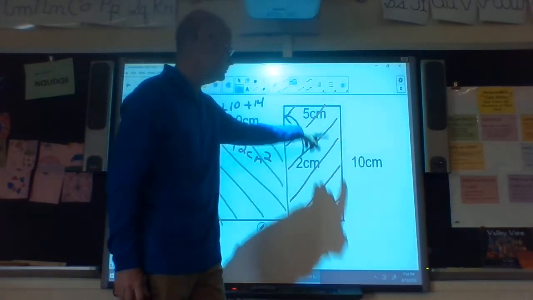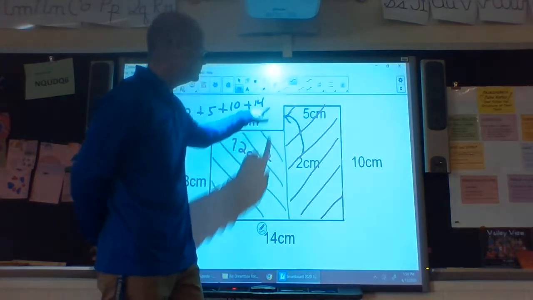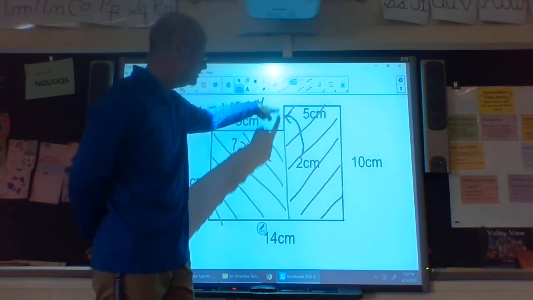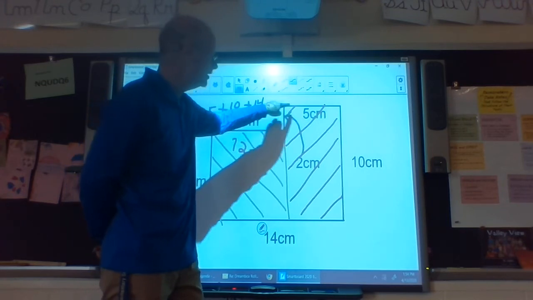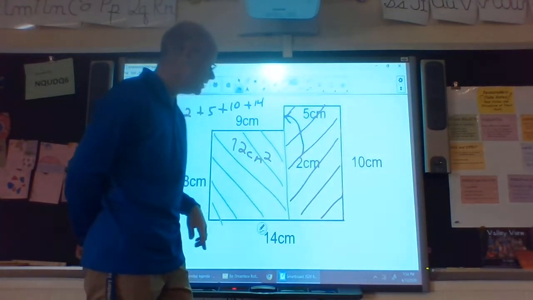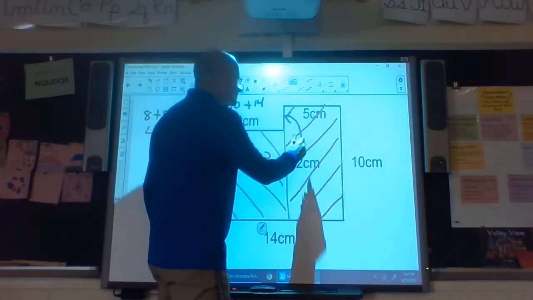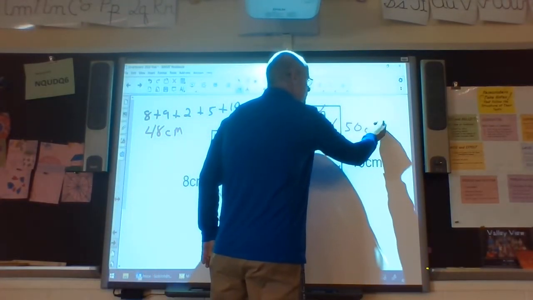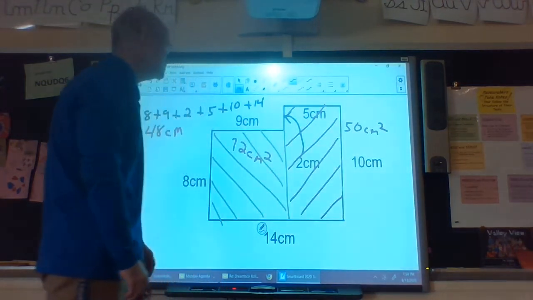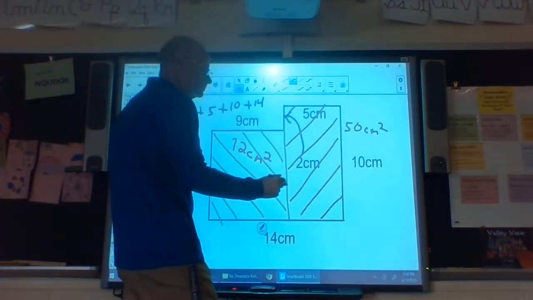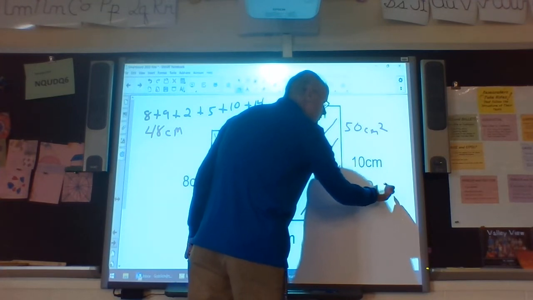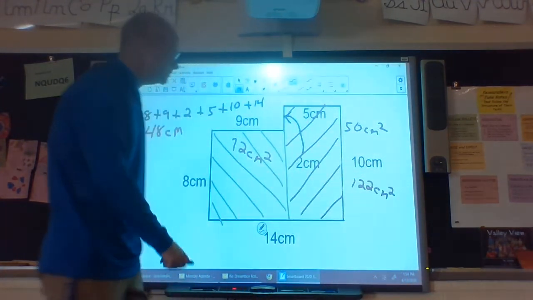And this side, oh, easy problem. My 2 sides that I know are 5 and 10. Now don't take this 2, because this 2 is just that little part. I have to get the whole length of the red. So 5 times 10 is 50. So that's 50 centimeters squared. And 72 plus 50 is 122 centimeters squared. Hopefully that's what you have.